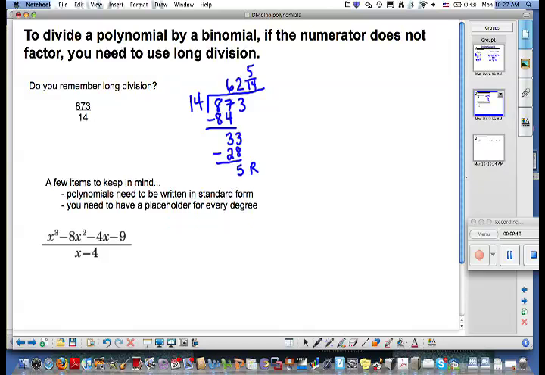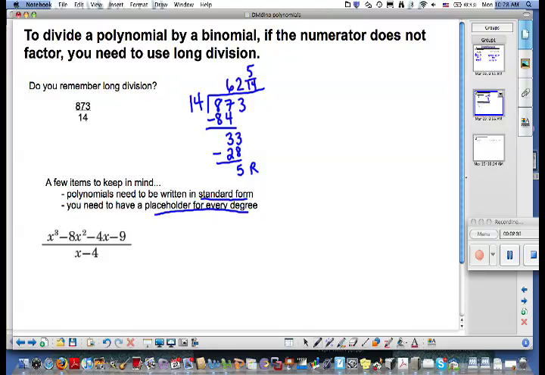Now, when we are dividing with polynomials, we need to make sure the polynomials are written in standard form, which means your highest degrees go in order, highest degree down to the lowest degree. And you also need to have a placeholder for every degree. If there's not one there, you need to put in a 0.